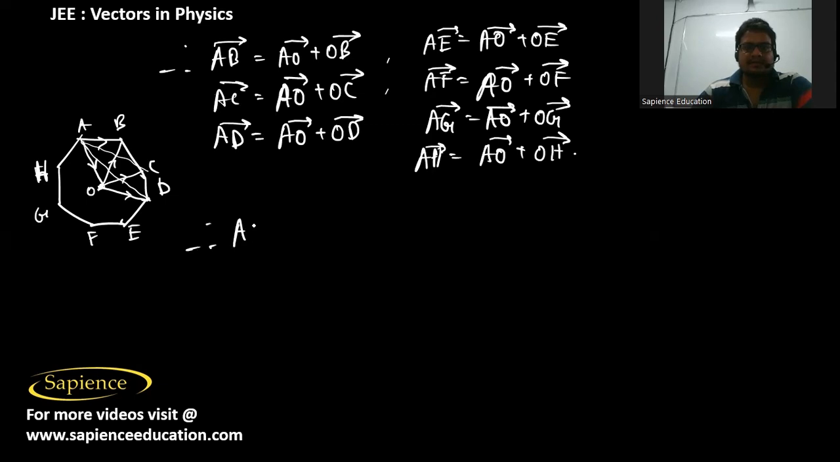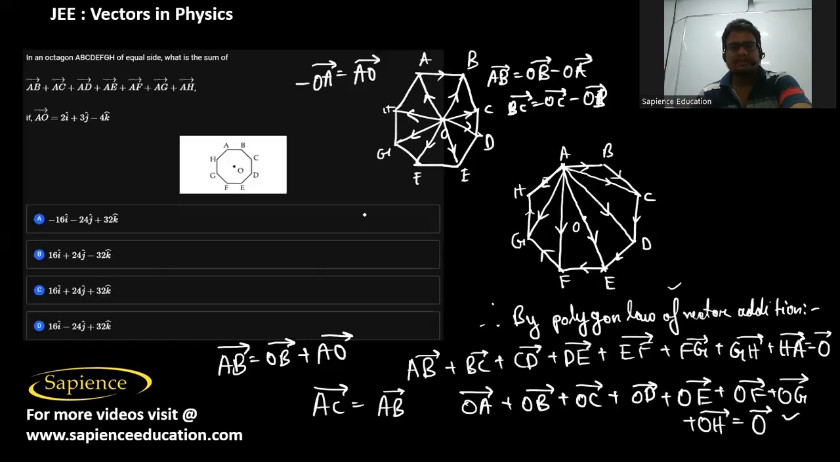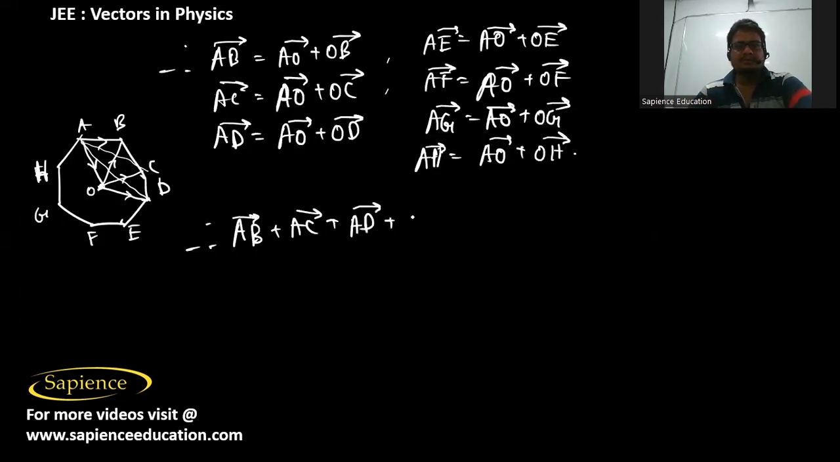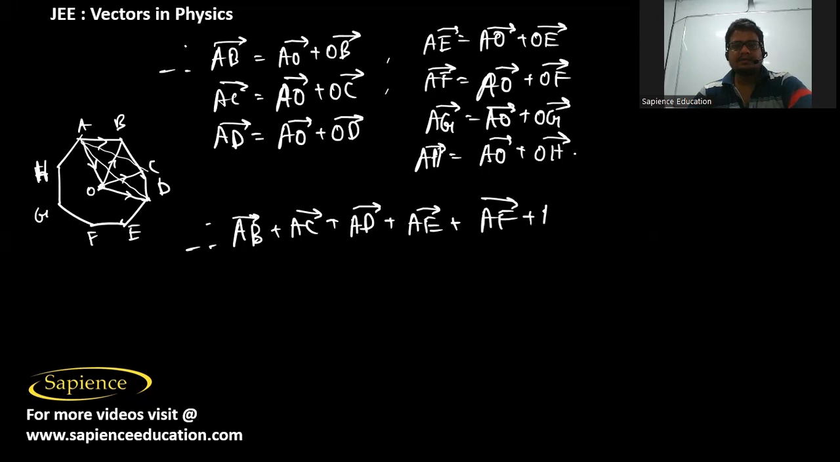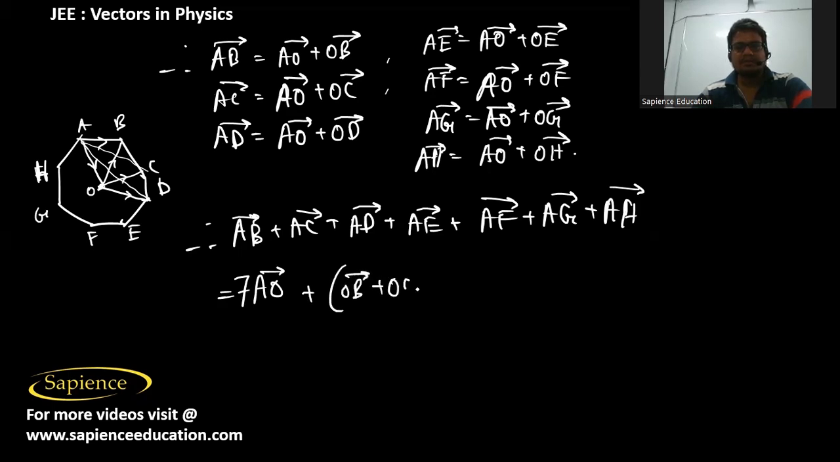Now we have to add them: AB vector plus AC vector plus AD vector plus AE vector plus AF vector plus AG vector plus AH vector. This will be equal to AO vector appearing 7 times, so 7 AO vector, plus OB vector plus OC vector plus OD vector plus OE vector plus OF vector plus OG vector plus OH vector.